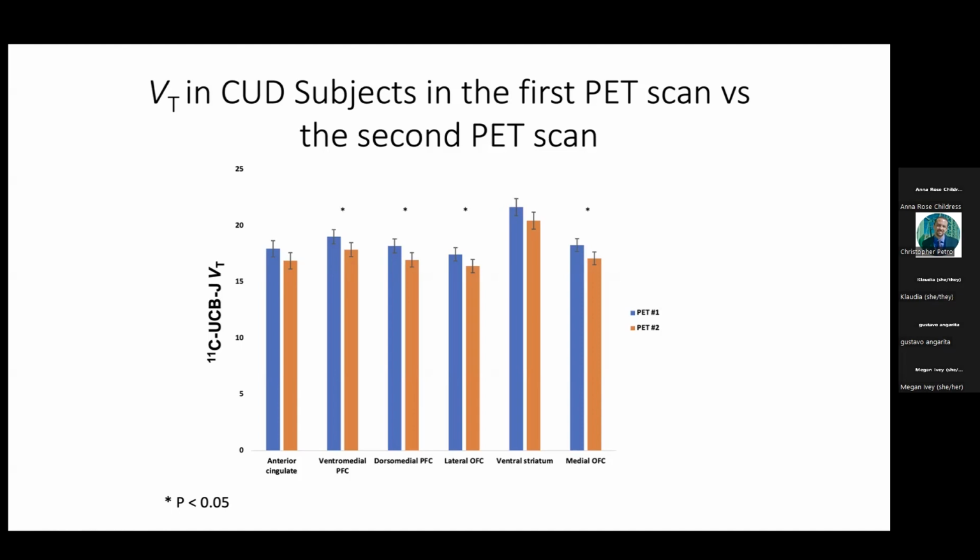Has anyone done test-retest with UCB-J? That's the question. I thought that was in the first paper. Yes, they did it in the validation studies. The percentage differences between one scan and the other are about 6% for one measure and about 4% for the other. So the numbers are not that far from these differences.